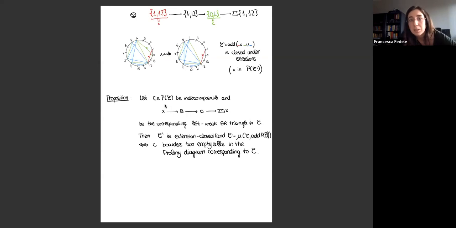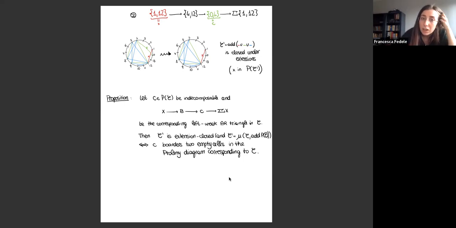If C is an Ext-projective indecomposable in C, and we have this corresponding left weak Auslander-Reiten triangle, then C prime is extension closed, and it's actually equal to the mutation of C with respect to the additive category obtained by taking all of the Ext-projectives in our C tilde, if and only if the corresponding diagonal C borders to empty cells in the Ptolemy diagram that corresponds to the subcategory we started with.